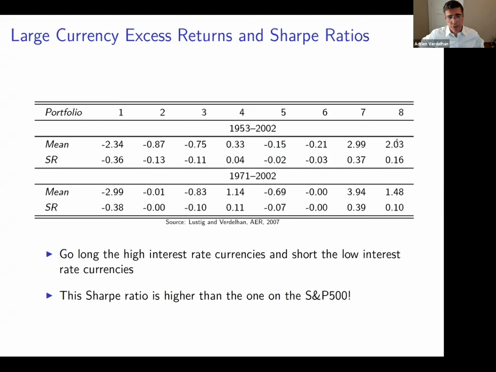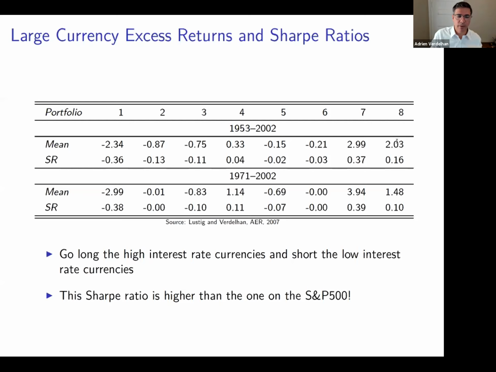Actually, look at the Sharpe ratio of a strategy that would go short the first portfolio, meaning you would borrow in low interest rate countries, and go long high interest rate countries. This is, of course, known now as a carry trade. Look at the Sharpe ratio of that strategy. It's as big as the Sharpe ratio you would get on the S&P 500. So the risk premia that we have to study on currency markets are as big as the ones people see on the equity markets. And of course, the same puzzle is going to apply. How can we explain such a high risk premium?